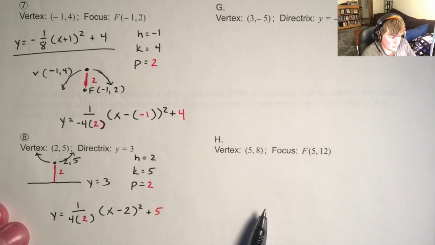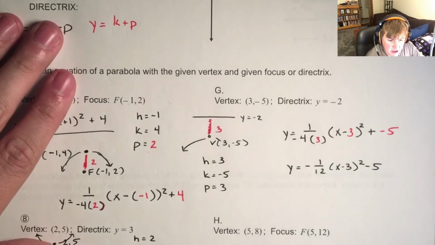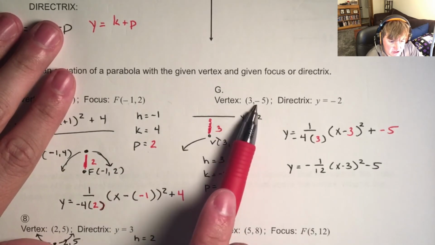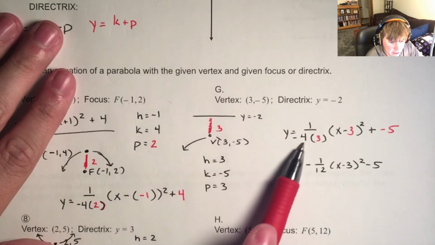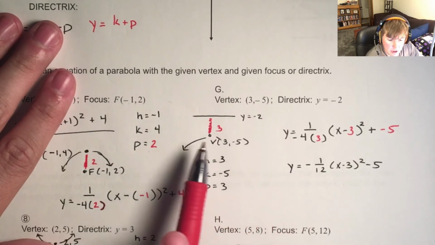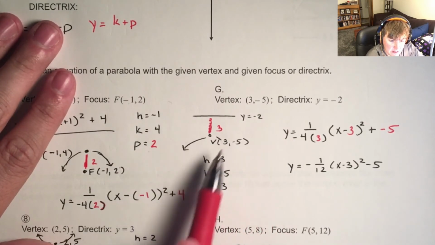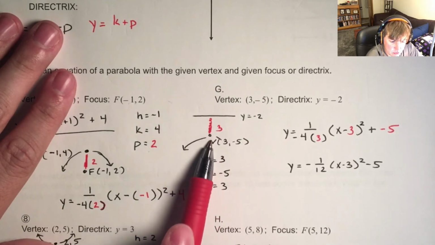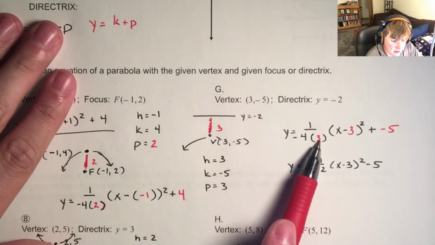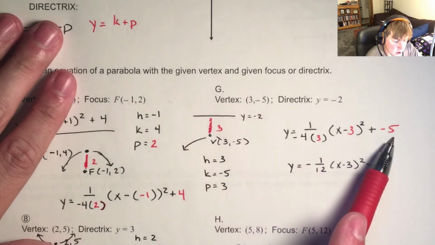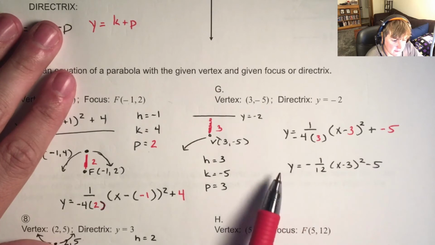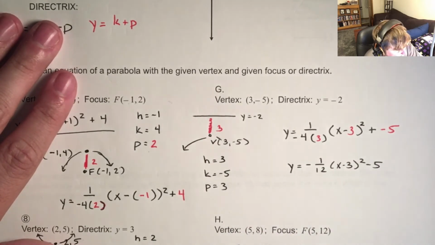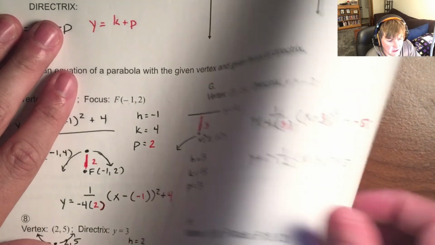Okay, so here I have my directrix at y equals -2, which is above my vertex of -5. So I'm going to use the opening downward one. Okay, so it's going to open downward. H and K are 3 and -5, and they have a distance of 3 between them. So I plug in my p value 3, my h value 3, my k value -5. Simplify, and that is my answer. Y equals -1/12 x minus 3 squared minus 5.